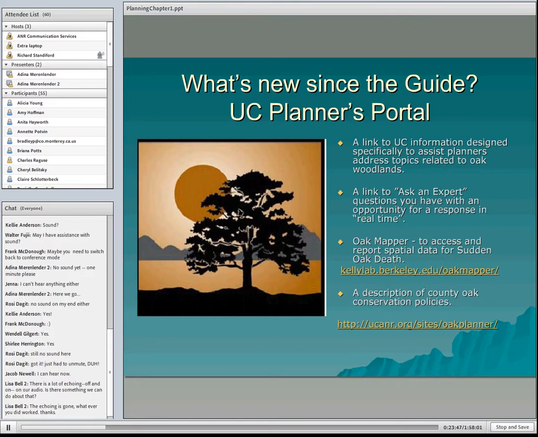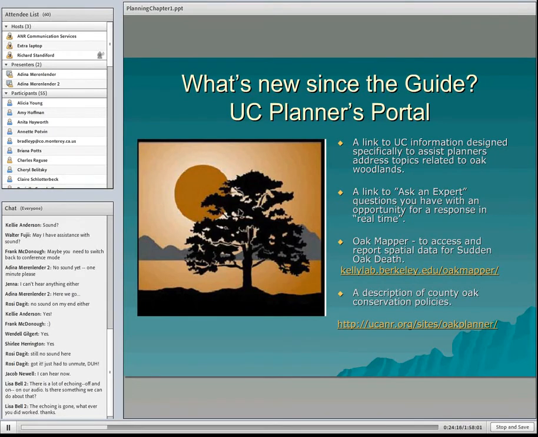A couple of years ago, we set up an Ask the Expert link, specifically for planners, so that we could give you real-time responses to the issues and subjects and topics that you're trying to deal with. And then Maggie Kelly on the Berkeley campus has even developed an interactive oak mapper where you can go and see if there's sudden oak death in your county, or perhaps even report new examples of SOD emerging.